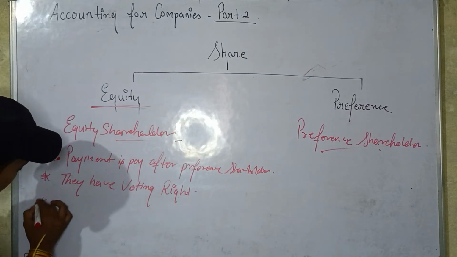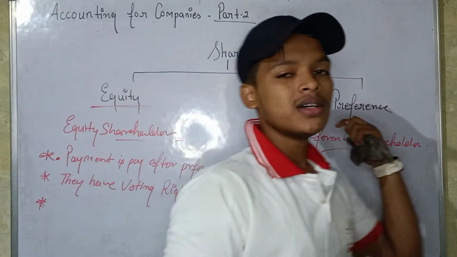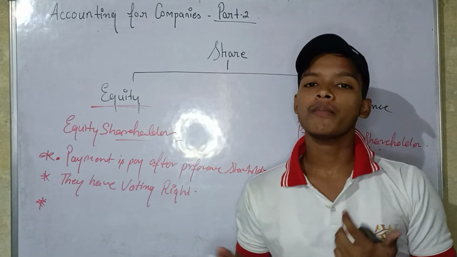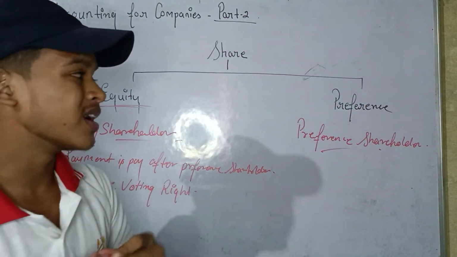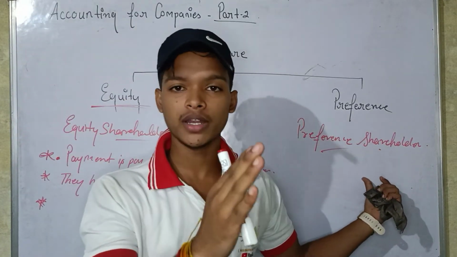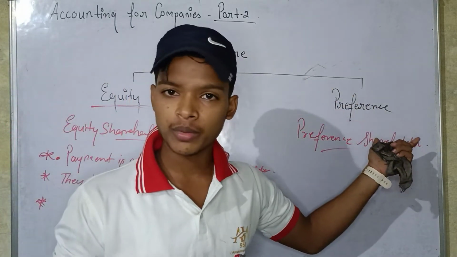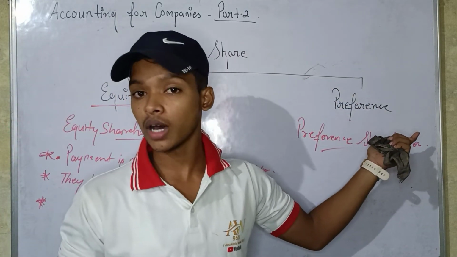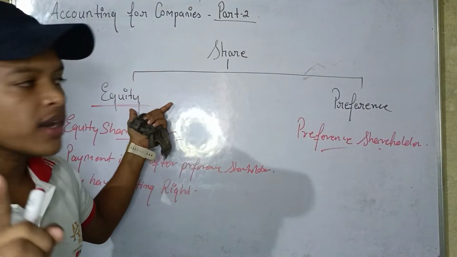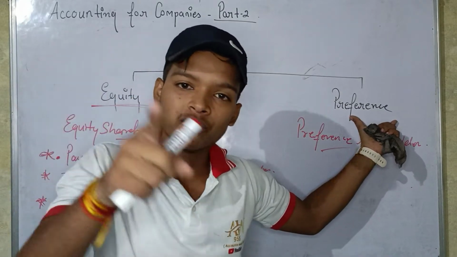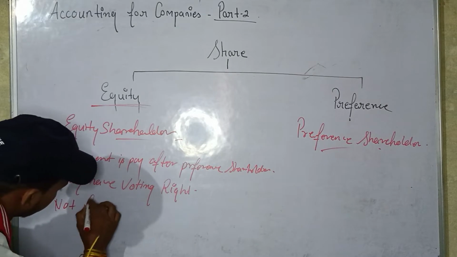The third point is that equity shareholders do not get a fixed rate of dividend, whereas preference shareholders get a fixed rate of dividend. When the company earns profit, it gives dividend to both equity shareholders and preference shareholders. But equity shareholders do not get a fixed rate of dividend, whereas preference shareholders get a fixed rate of dividend.